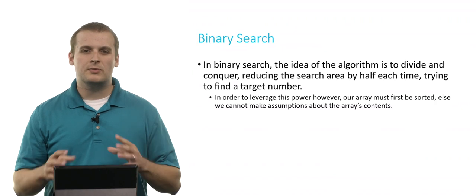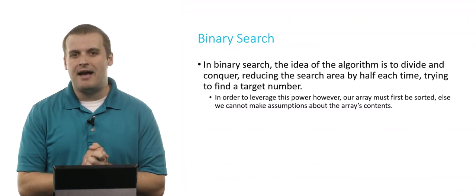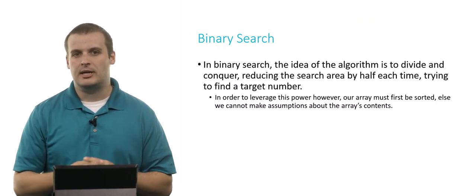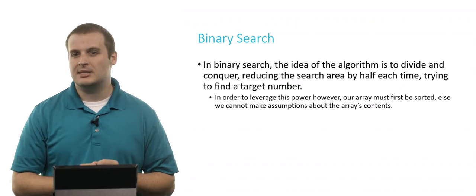All right, so binary search is an algorithm we can use to find an element inside of an array. Unlike linear search, it requires a special condition be met beforehand, but it's so much more efficient if that condition is in fact met. So what's the idea here? It's divide and conquer. We want to reduce the size of the search area by half each time in order to find a target number. This is where that condition comes into play, though.